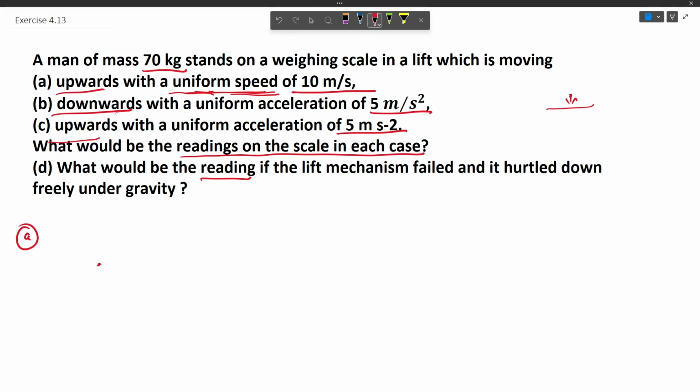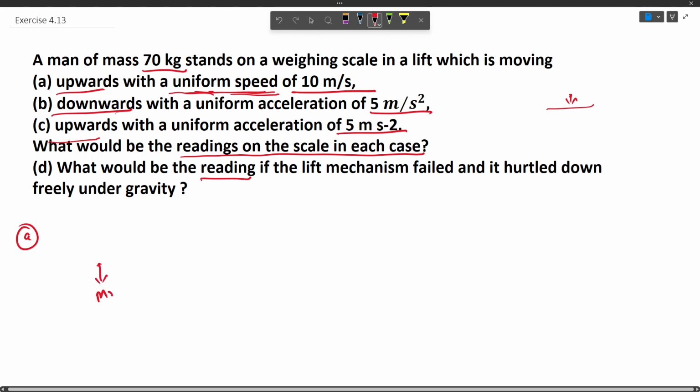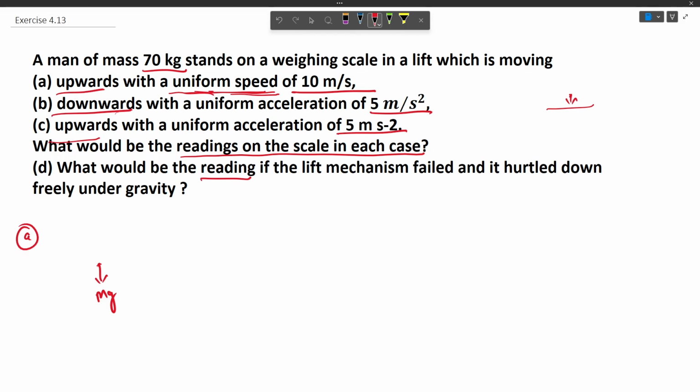Now the forces that are acting on the body are, first, the force due to gravity, that is mg, and the counter force or the reaction force, equivalent to mg, that is applied by the weighing scale. So the force that is acting downward is mg, that is the weight, mass times gravity, 70 kg multiplied by 10 meter per second square, or 700 Newton.